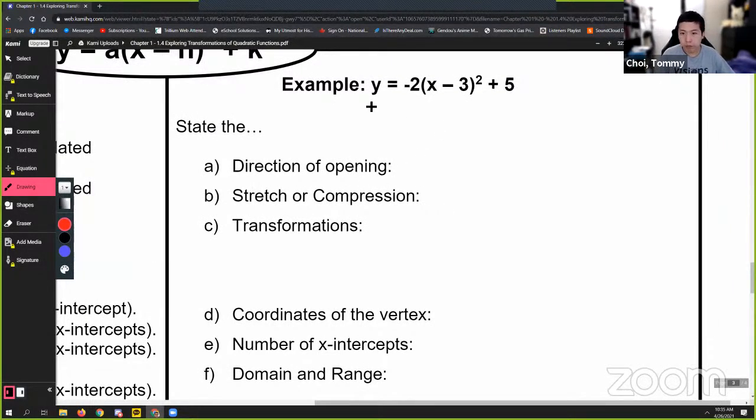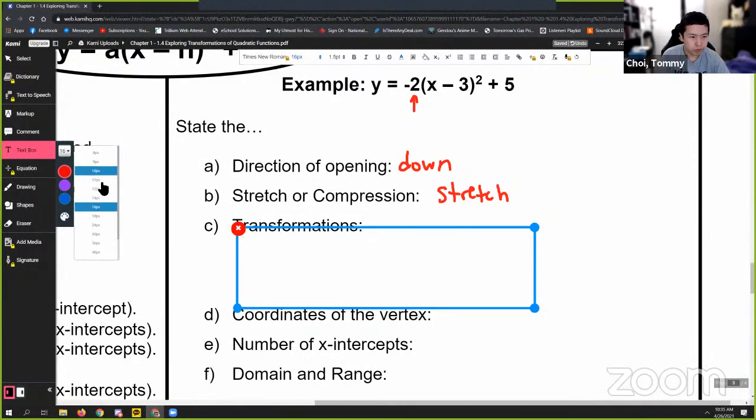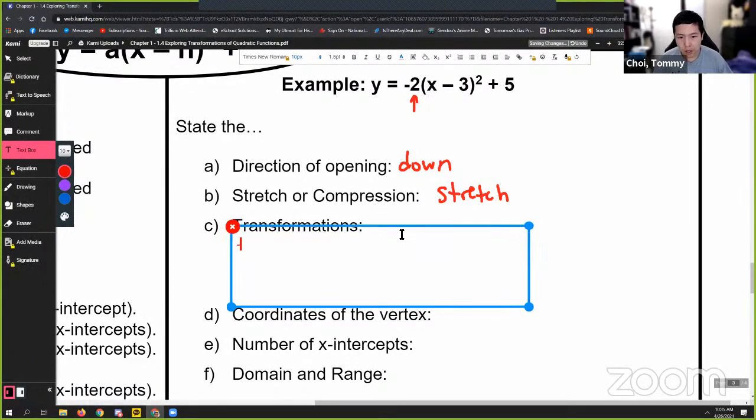So, direction of opening. Opening up or down. We look at our A value. It's negative, so that's opening down. Done. Number 2, stretch or compression. The value is greater than 1, so this would be a stretch. Okay? Now the hard part. You need to write down all the transformations that are present inside this quadratic. So we're going to use all the words that we just learned.